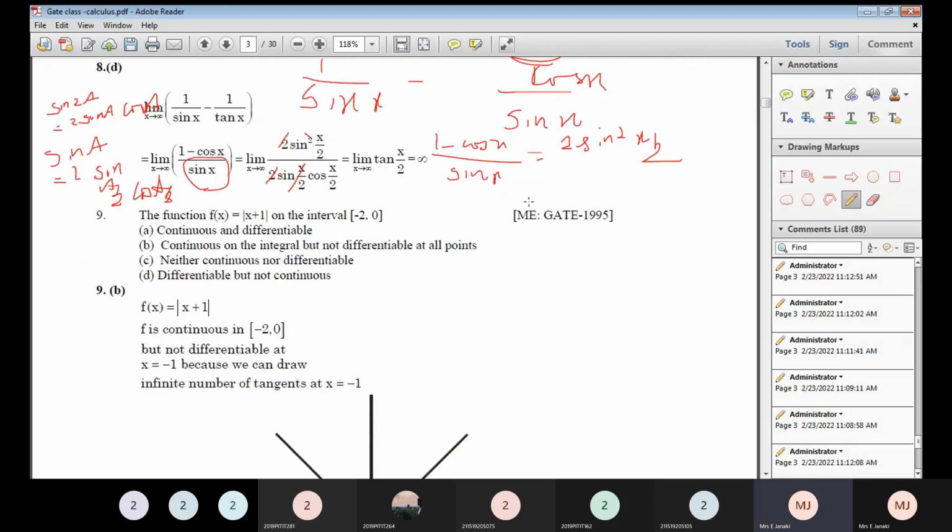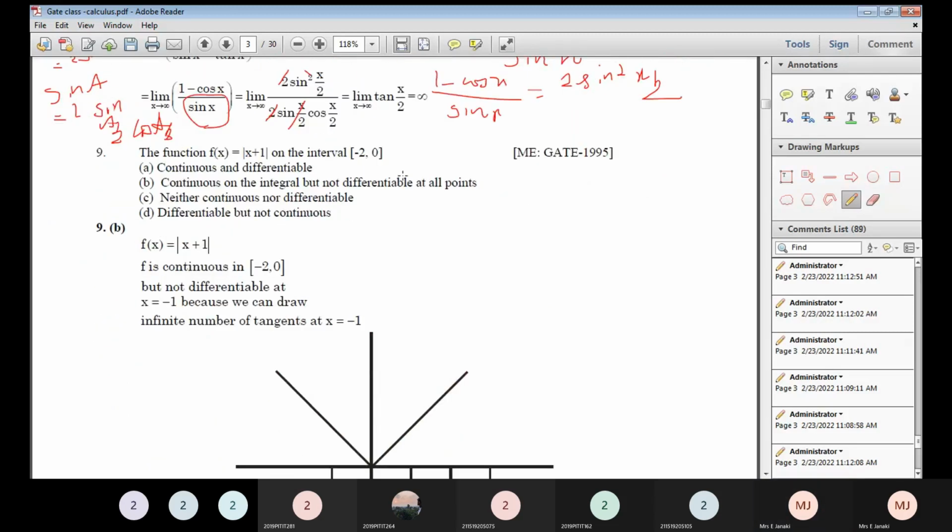Then next, see this problem: the function f of x is equal to modulus of x plus 1 on the interval minus 2 comma 0. There are 4 options given: continuous and differentiable; continuous on the interval but not differentiable, that is, only continuous, not differentiable at all the points; the third option is neither continuous nor differentiable; the fourth is differentiable but not continuous.